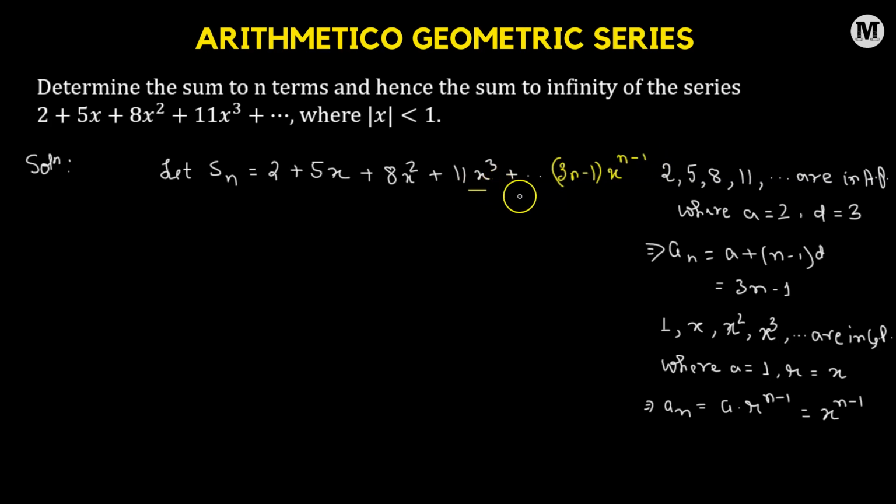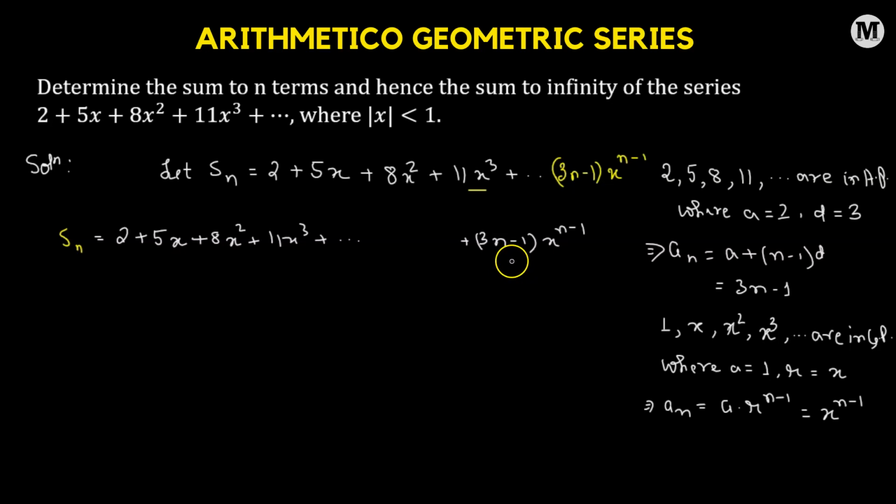So now, to define the sum, we'll try to find out the sum. Here we're going to rewrite the terms again. So Sn equals 2 plus 5x plus 8x squared plus 11x cubed. This keeps on continuing all the way up to the last term, which is 3n minus 1 multiplied by x raised to the power of n minus 1. Now here we will also consider the second last term.